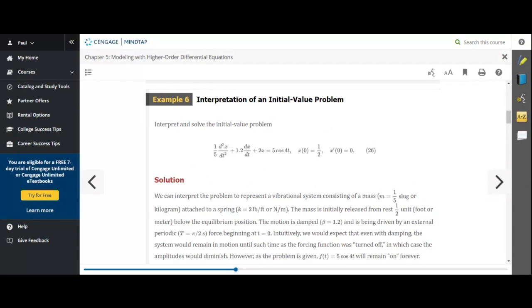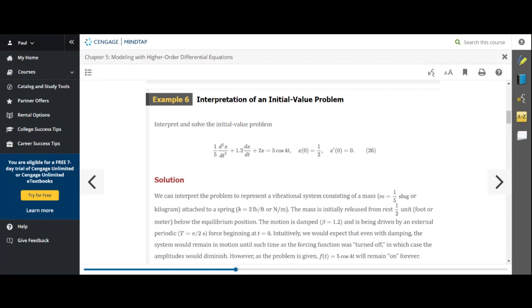In example 6, they want you to interpret and solve this initial value problem. So this is like a problem you would see in section 4.4, right? But here in section 5.1, you can interpret that second order differential equation.